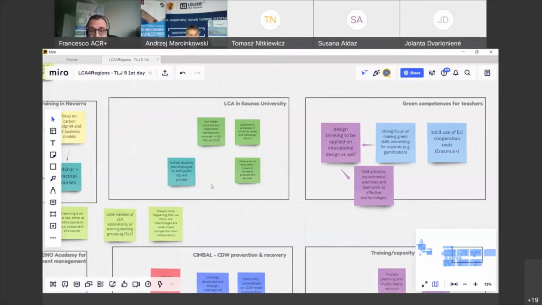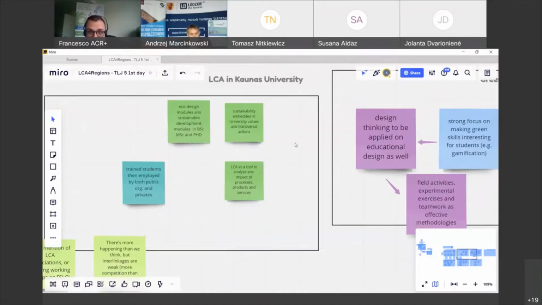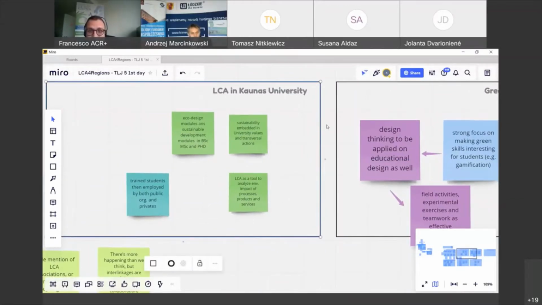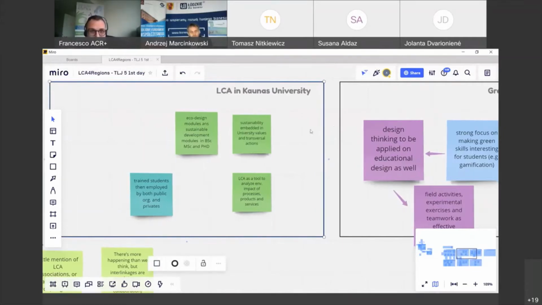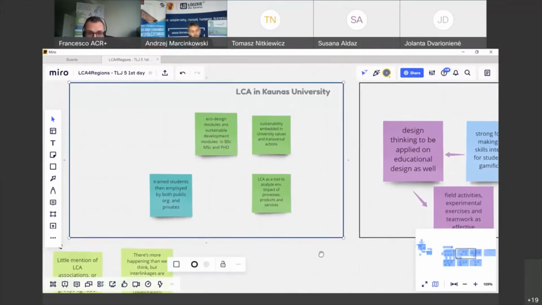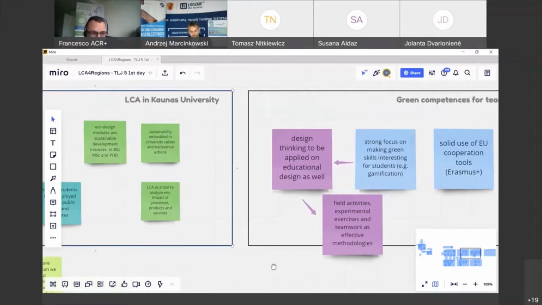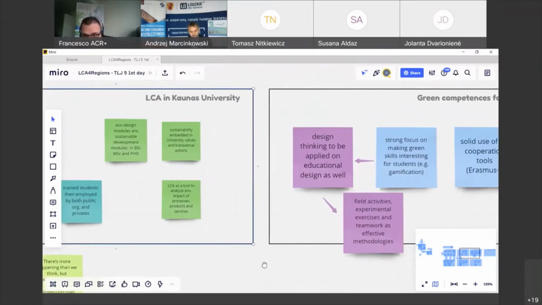From Kaunas University, we have a very well developed and established good practice. It is so interesting how the two universities we had speaking both have sustainability embedded transversally in different courses. From Kaunas, I liked when Jolanta said that sustainability is embedded in university values rather than university courses. So eco-design and sustainable development modules are present from bachelor's to PhD. And LCA is really seen as a tool to analyze the environmental impact of processes, products and services. Very interesting is the note on how trained students are then employed by both public and private organizations. That means there's a huge connection and a strong dialogue between training institutions and key stakeholders.